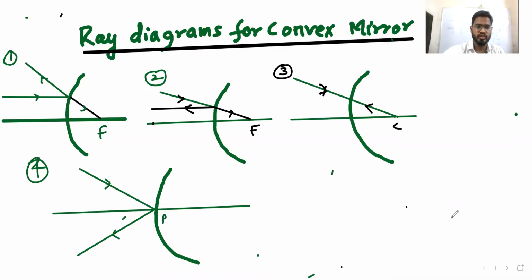So, ray diagrams for concave mirror and convex mirror. We can say a ray of light which is parallel to the principal axis will pass through focus. A ray of light which is coming to focus will reflect back parallel to the principal axis. A ray of light which passes through the center of curvature will retrace its path. A ray of light which is incident at the pole will reflect back with the same angle. That is what we had done here. Next is image formation.